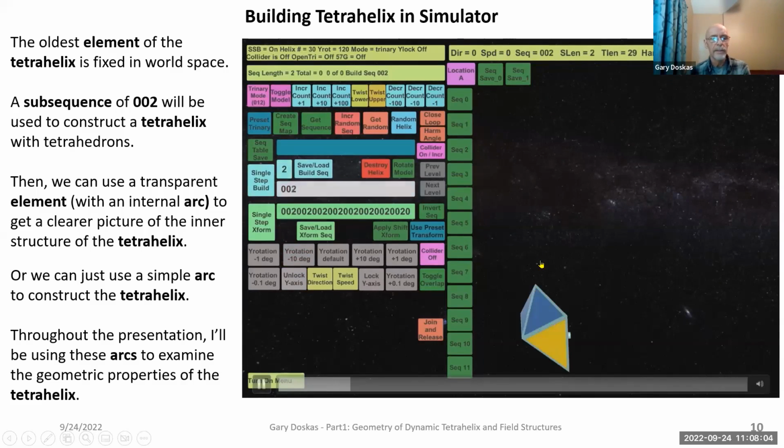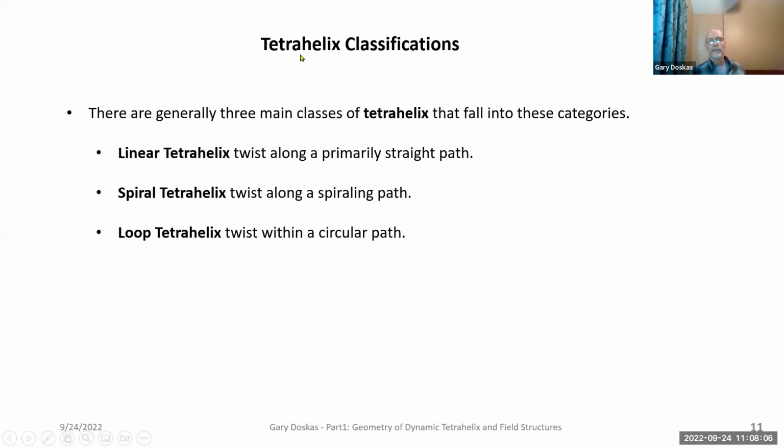Let's show that one. So this is the classifications of different types of tetrahelix. Generally, there are three main classes of a tetrahelix that fall into these categories. There's a linear tetrahelix that twists along a primarily straight path, a spiral tetrahelix that twists along a spiraling path, and a loop tetrahelix that twists within a circular path.